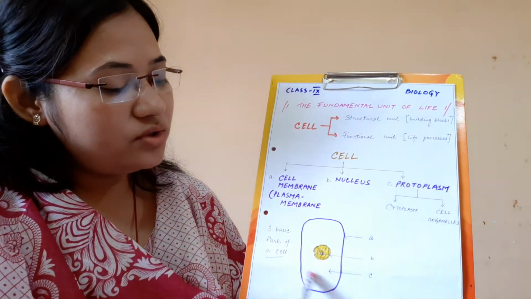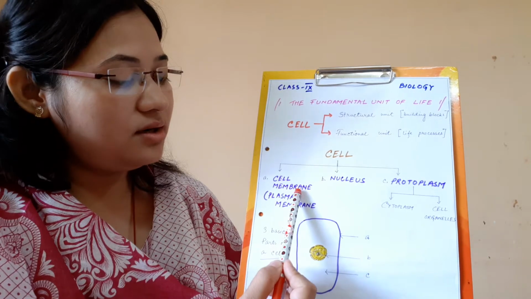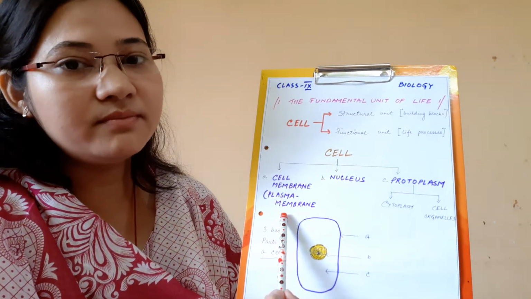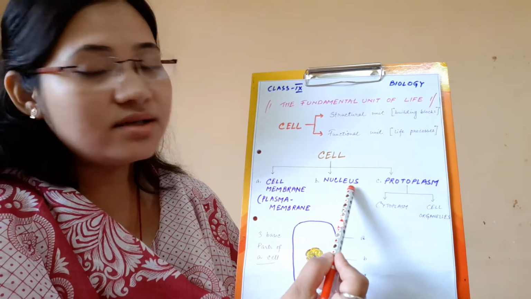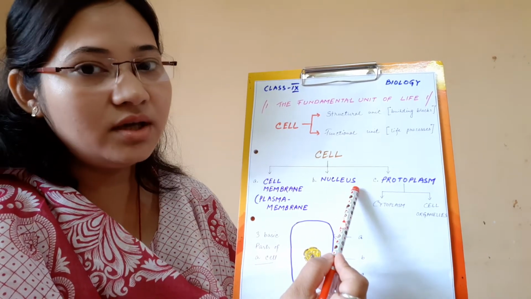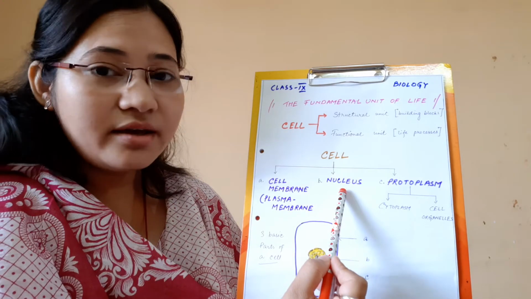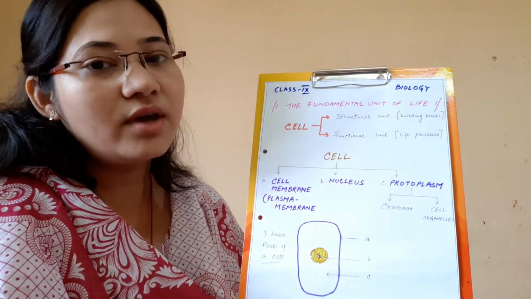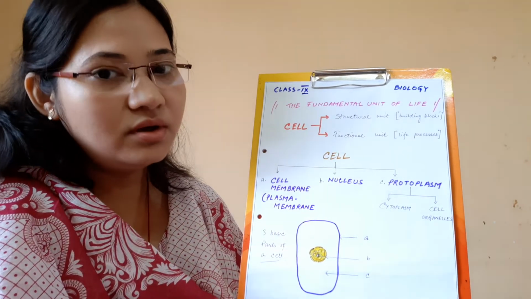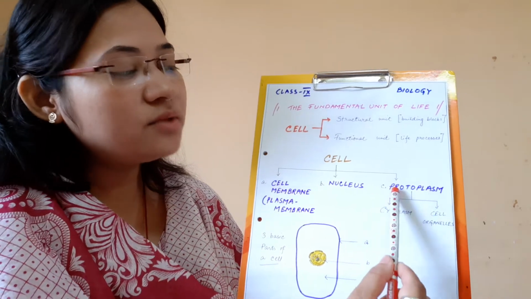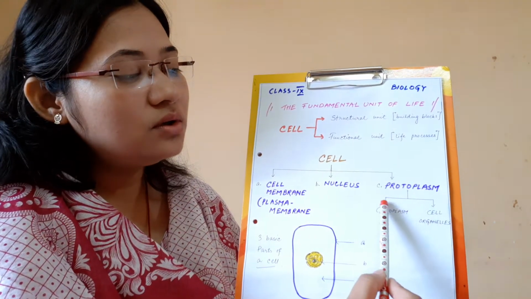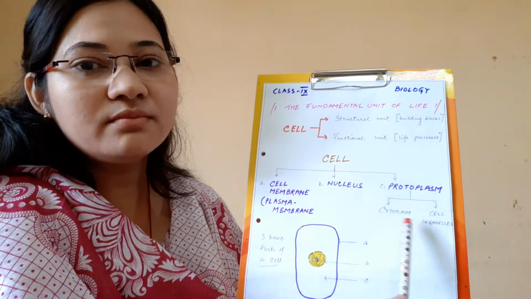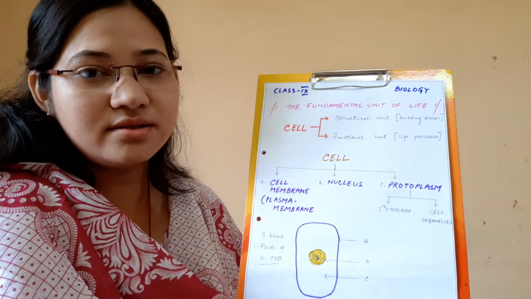The outermost boundary, that is called the cell membrane. It is also known as plasma membrane. The nucleus that contains the genetic substance, either in the form of DNA or RNA, that carry genes which help in transmission of characters from one generation to another. The third most important part of cell is protoplasm. Protoplasm is also composed of cytoplasm and cell organelles.